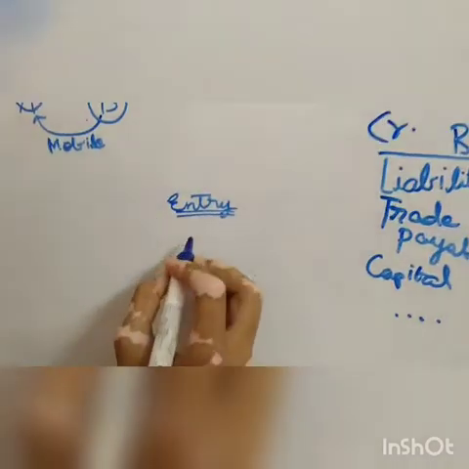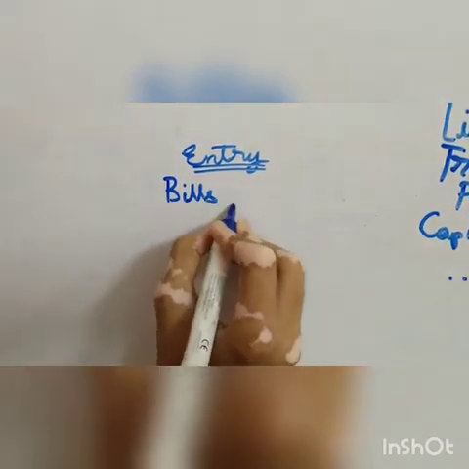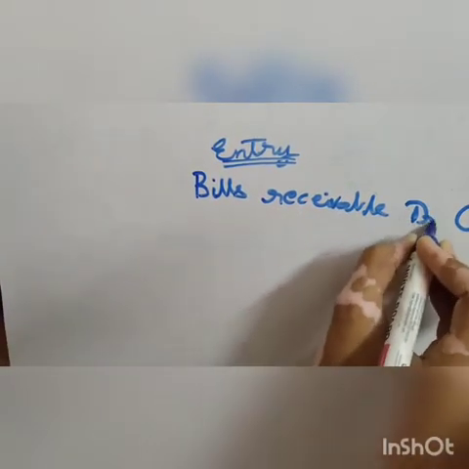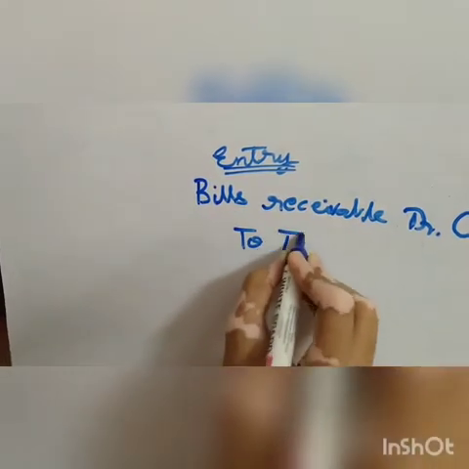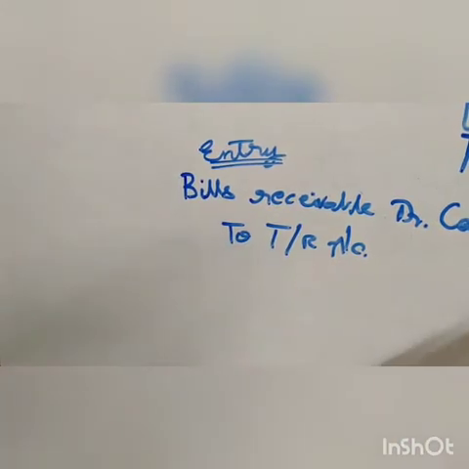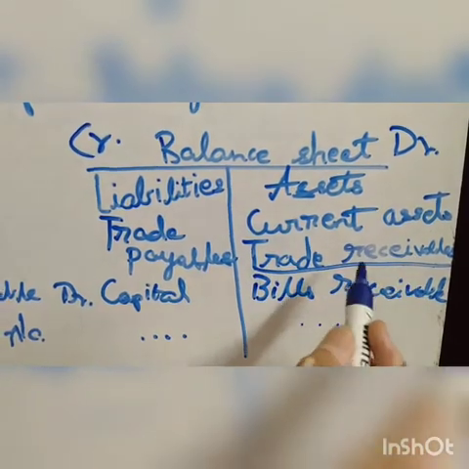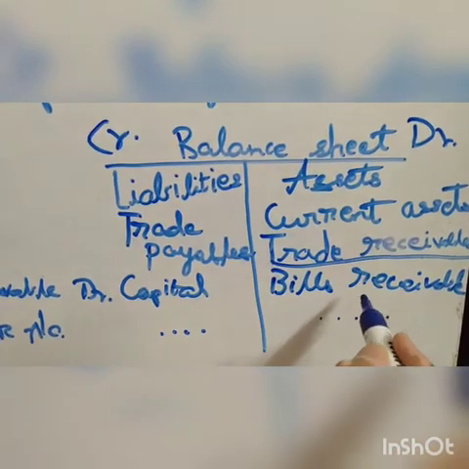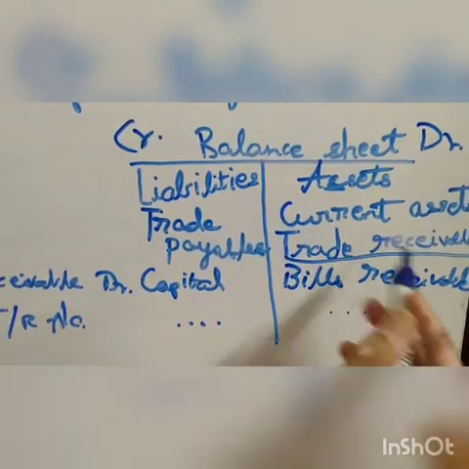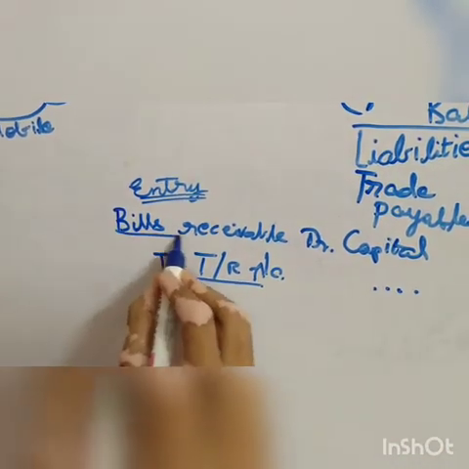So here the entry is: how do we get this entry? Since before the bill is made, trade receivables is prevailing over here. When trade receivables is replaced with bills receivable, bills receivable comes under the assets and trade receivables is removed. That is why we credit trade receivables and debit bills receivable.